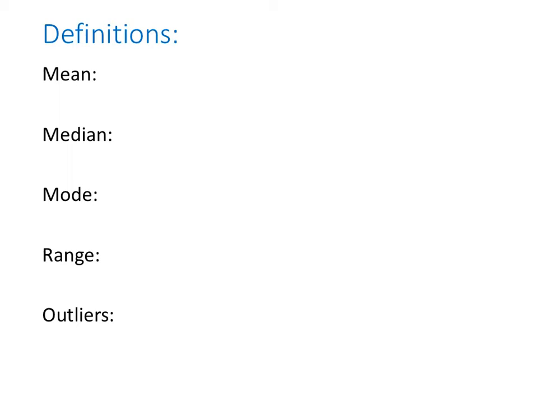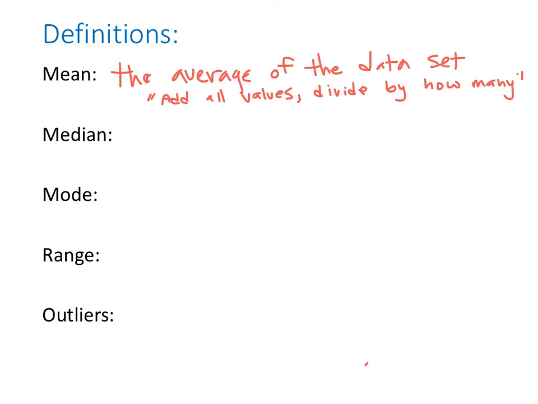So first of all is the mean. Now, the mean is what we would consider the average of our data set. And the way that we can find the average of the data set is we're going to take all of the values and add them together and then divide by how many you have. So in order to find the mean, add up all the numbers that you have and divide by how many you have.